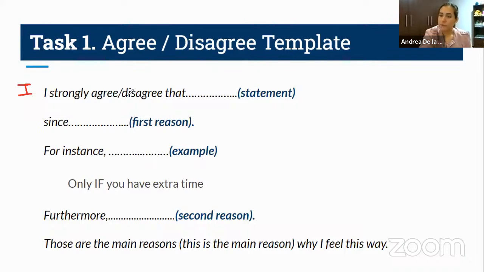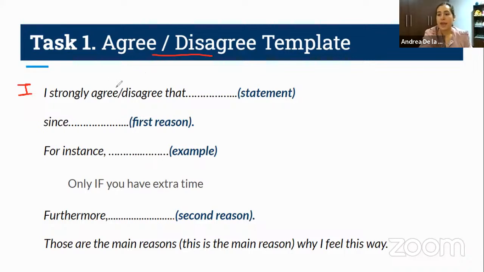How do you do that? First of all, you are always going to use the same verb that you had in the question. In this case, our question was agree and disagree. So you're going to answer using the same verb. If it's agree or disagree, you need to use the verb.